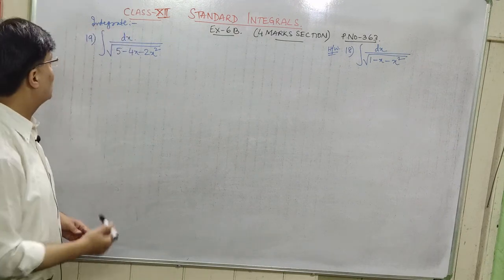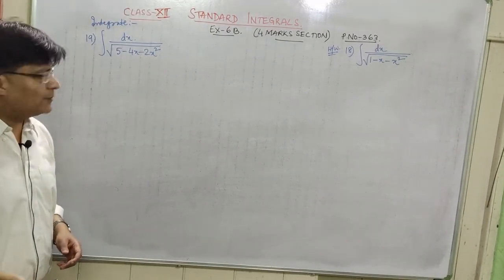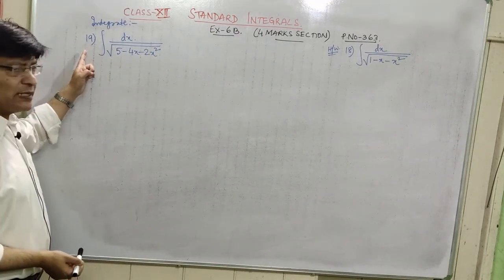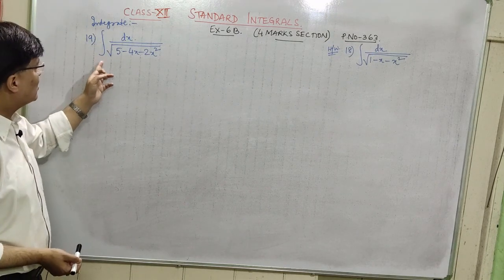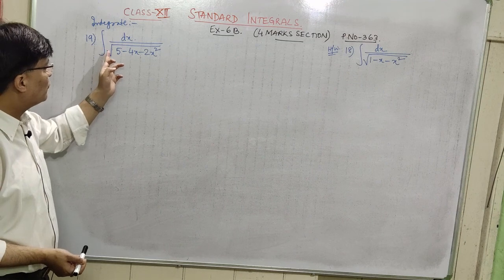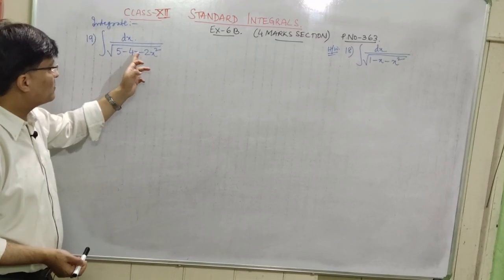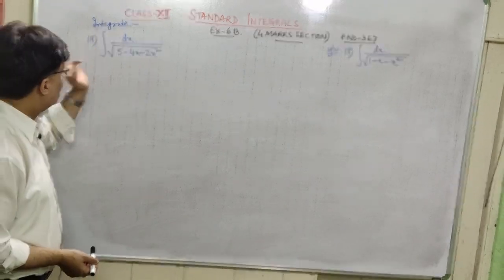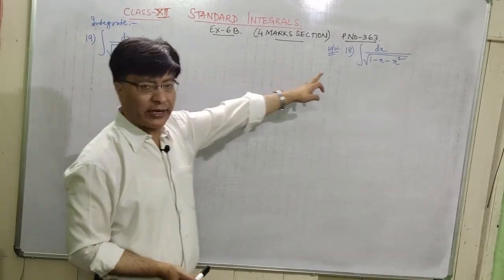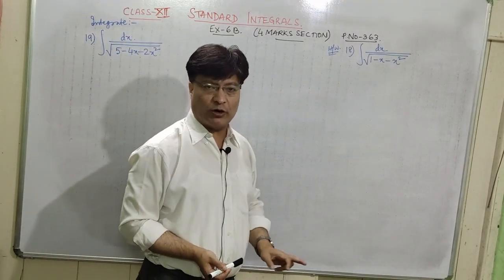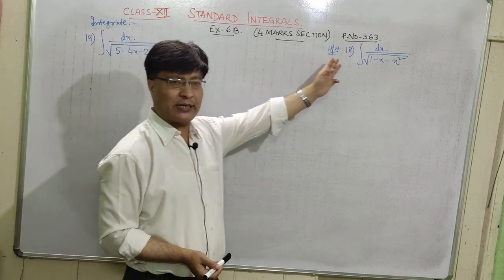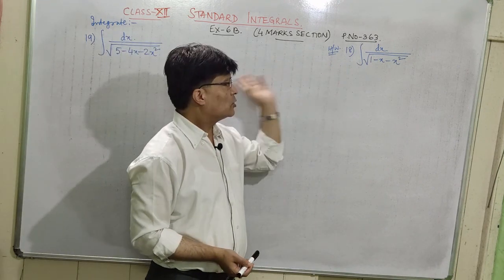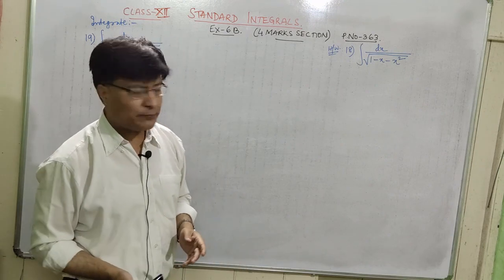So now we'll do the next question, that is question number 19. Question number 19 is you have to evaluate this integration. The question is integral of dx divided by root over 5 minus 4x minus 2x square. And this question is similar to question number 18. So 18 will be a homework. So let's do this question number 19 first, then you can do it at home. That is question number 18 is your homework. So these two are similar type of question.